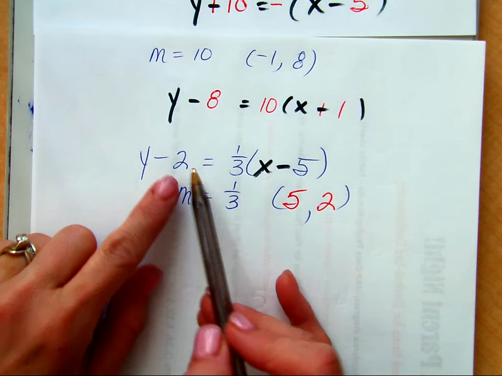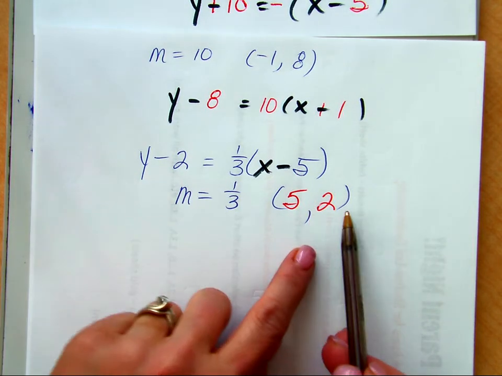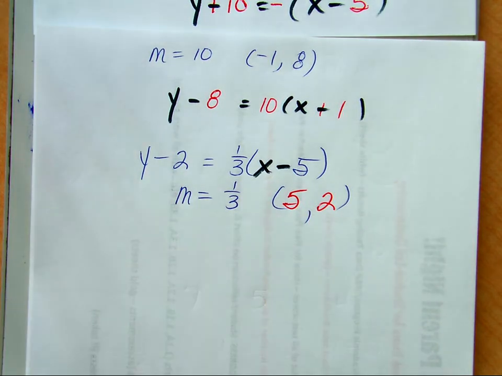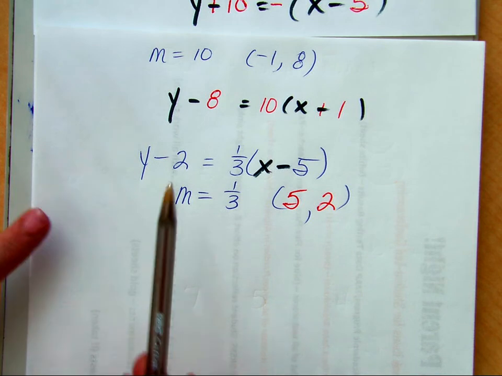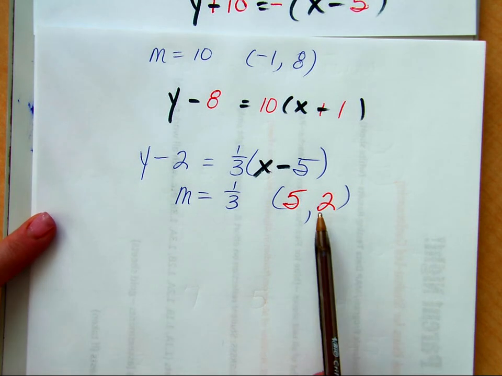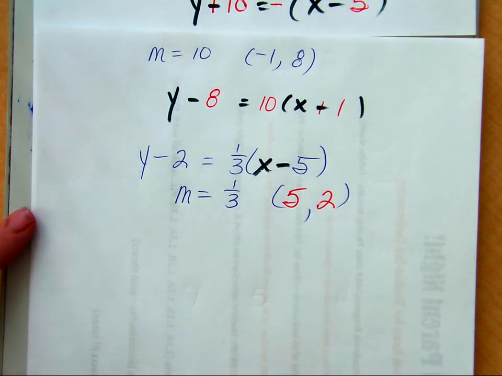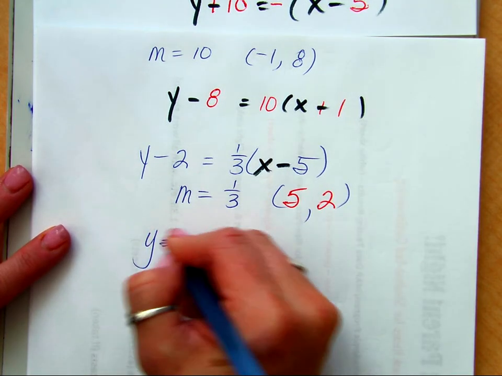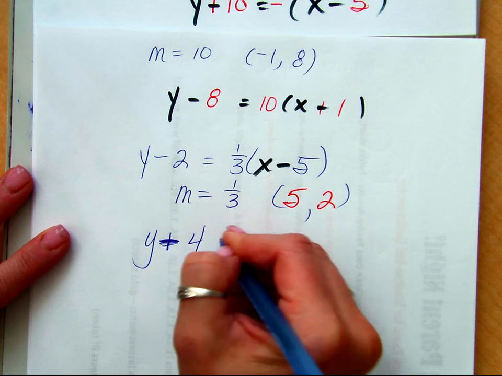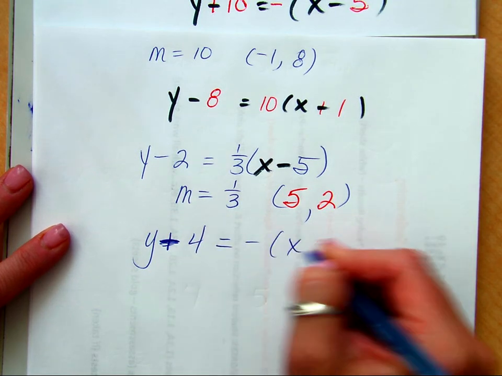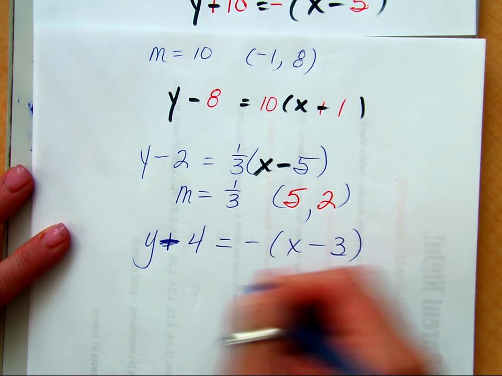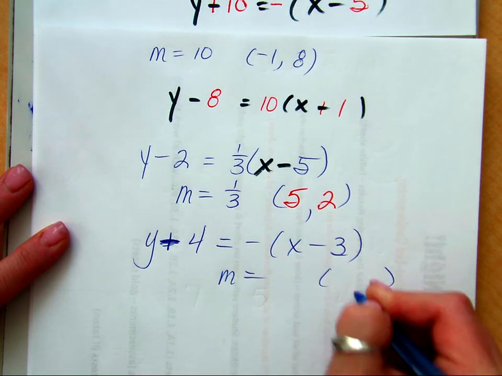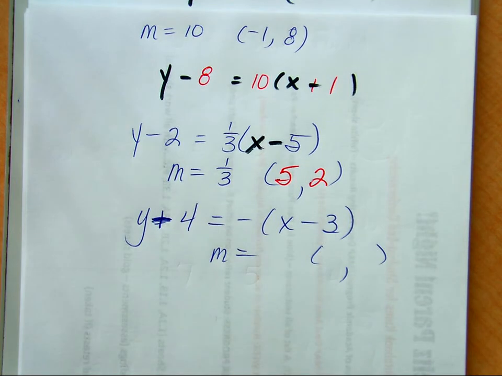You would think it goes 2, 5, but it doesn't. It goes 5, 2. And then a lot of kids, after they learn the formula, they'll go, oh, I always just look at it and I take the opposite. It looks like a -2 to me, but I really know it's a +2. Looks like a -5. So now try this one. Y plus 4 is equal to negative times x minus 3. Give me the slope, give me the point, and then let's move on.